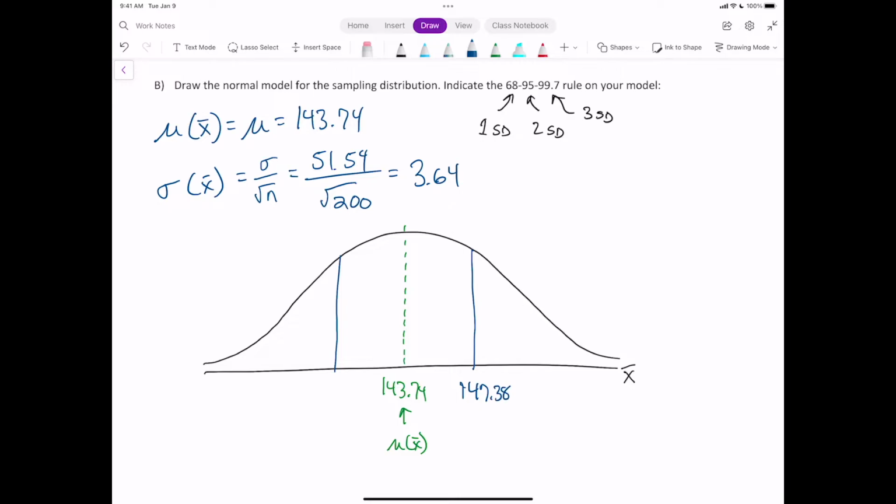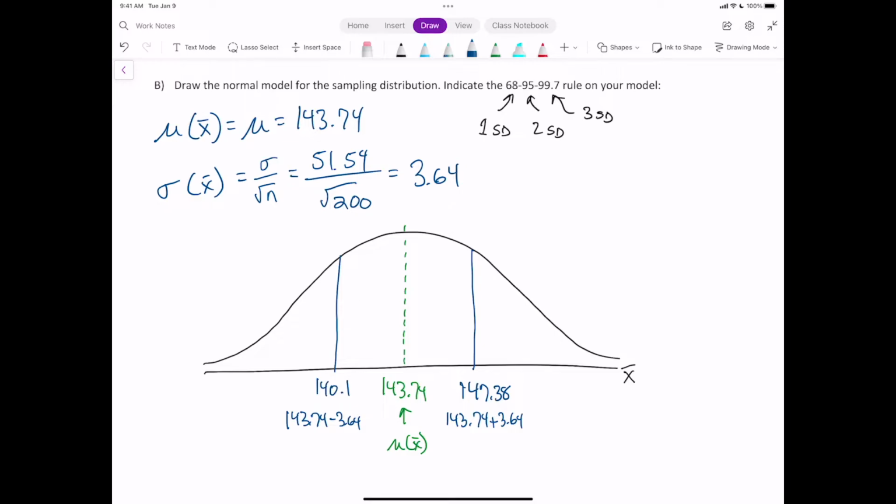147.38. Once again, this was found by taking 143.74 and adding one standard deviation of 3.64. Okay? And the same thing can be found by now subtracting. All right? So we're going to do 143.74 minus 3.64, and we get 140.1.